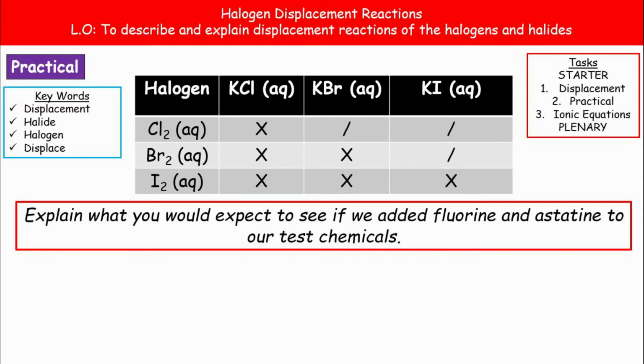What I'd like you to have a go at now is answering the question underneath. Explain what you would expect to see if we added fluorine and if we added astatine to our 3 test chemicals. So same experiment, but we're going to do it with fluorine and then with astatine. See if you can predict what we would see there.